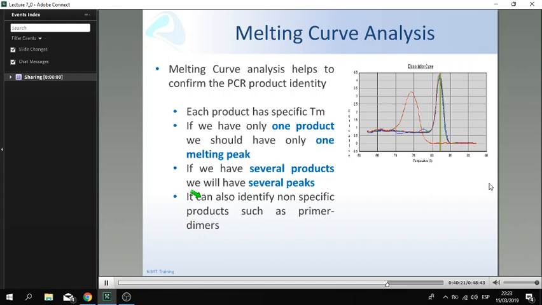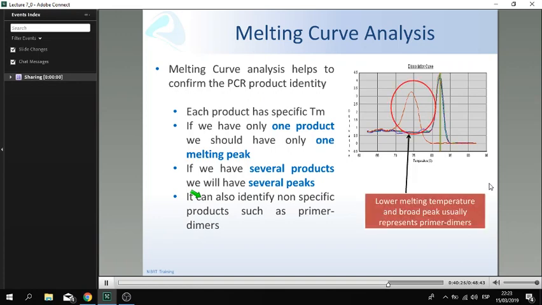So if you see several peaks, that means that you have off-target effects, or you are seeing things like primer dimers. For example, here you can see that these samples all have just one peak, but there is another one here in the red sample, and it has a lower melting temperature. And it's a really broad peak, so this usually represents primer dimer. So if you see something like this during your melt curve analysis, you have something that you don't really want there.